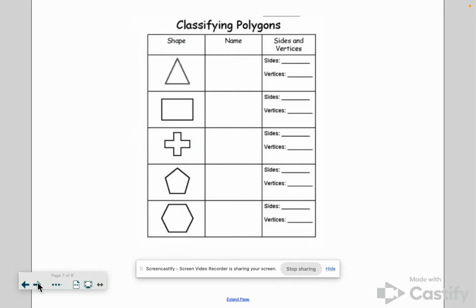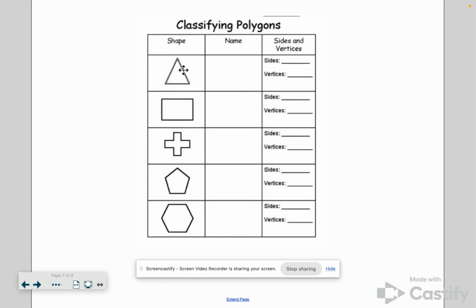Let's see if you can classify these polygons. So I want you to look at the polygon. Notice that they're all closed. They don't have any gaps in them. They're all made up of straight edges or straight line segments. So they are all polygons, and we're going to classify them based on the number of sides.